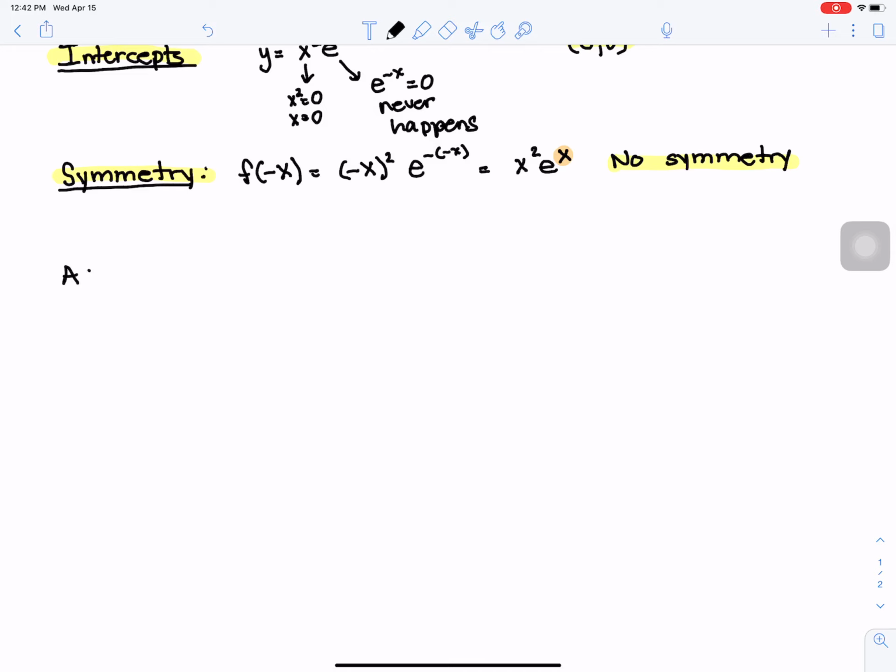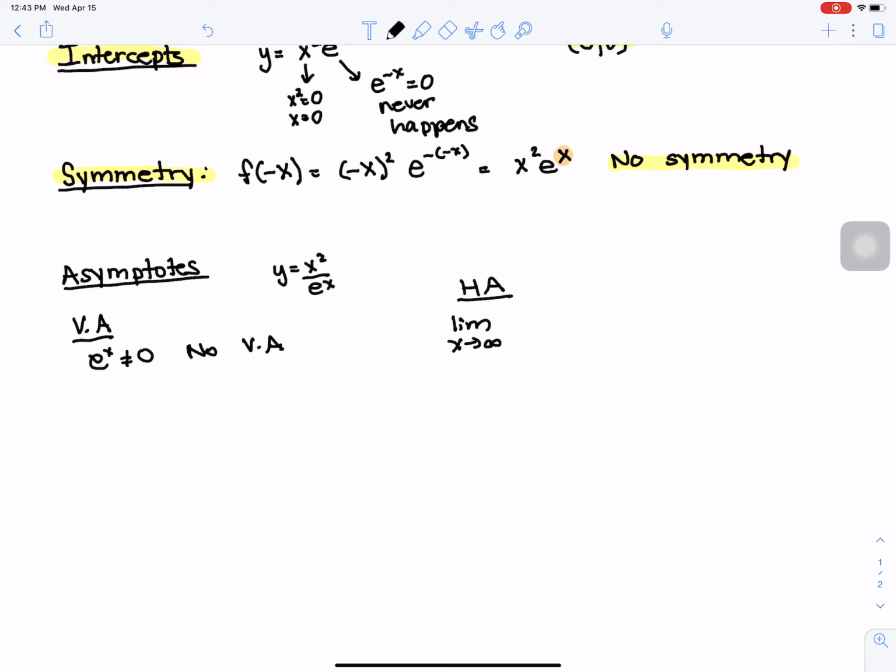Asymptotes. Now, usually when we're doing asymptotes, we would look at the denominator for the vertical asymptotes. So if I look at my function as y equals x squared over e to the x, I have a denominator, but that denominator will never equal 0. So there are no vertical asymptotes. My horizontal asymptote, I would take the limit as x goes to infinity of x squared over e to the x. Now we've never done this example in class, but there is a rule called L'Hopital's rule, and I'll briefly explain it here.